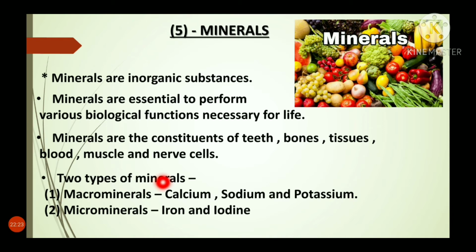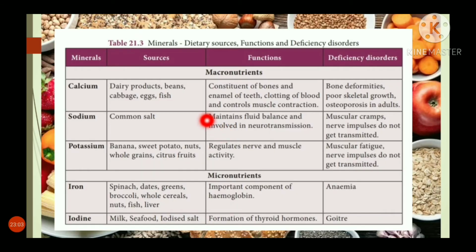Two types of minerals, macro minerals and micro minerals. Macro minerals, for example, calcium, sodium, potassium, phosphorus. Micro minerals: iron and iodine, sulfur, zinc, manganese, but iron and iodine are mostly related to our food. Next, let's study about macro and micro minerals, their sources, their functions and deficiency disorders. In macro minerals, you have calcium, sodium and potassium.